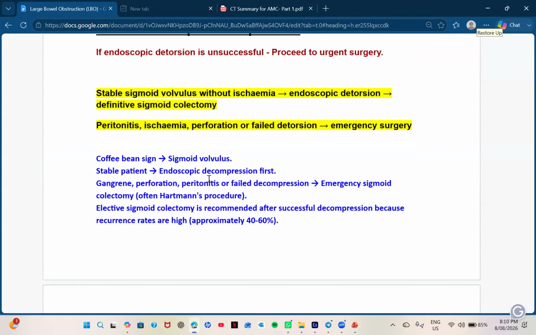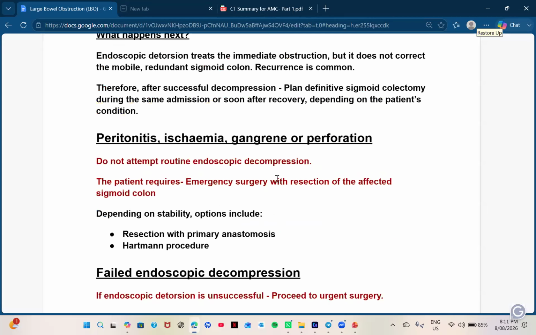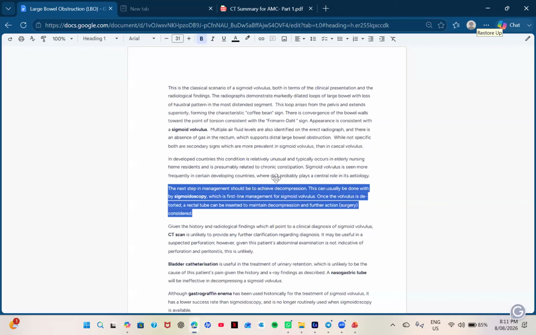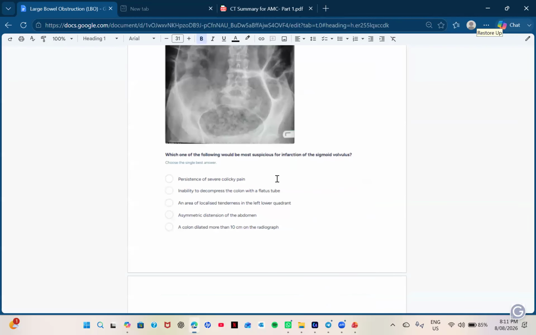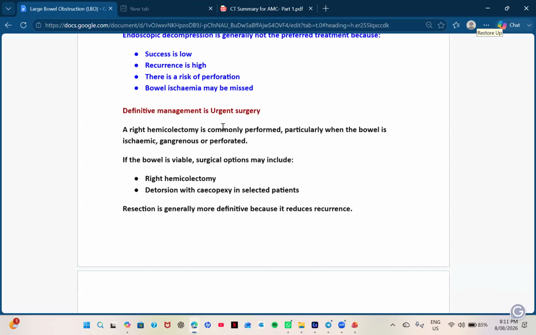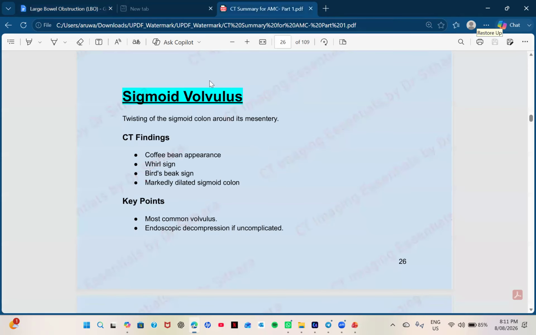For a stable patient, you have to do endoscopic decompression first. If you have an unstable patient, then you need emergency surgery. Otherwise, you can start with endoscopic detorsion in the stable patient, and do sigmoid colectomy later, according to the patient's other factors, like comorbidities and whether the patient is surgically fit. You can decide those things later. And cecal volvulus is very important. The definitive management is urgent surgery. We are not waiting with endoscopic decompression. Very important. Don't mix these things up, because those two were asked in the July exam, and you should not miss them.